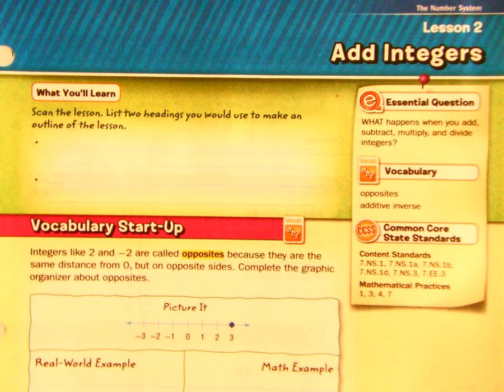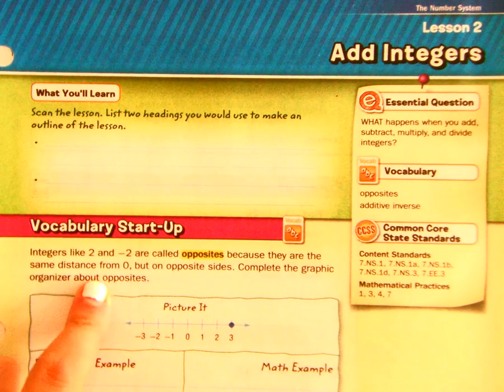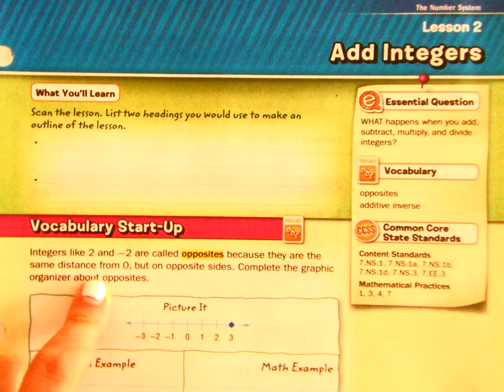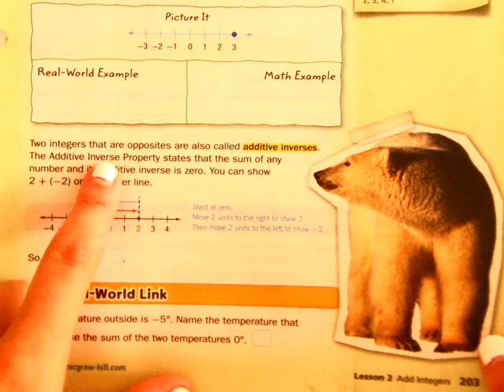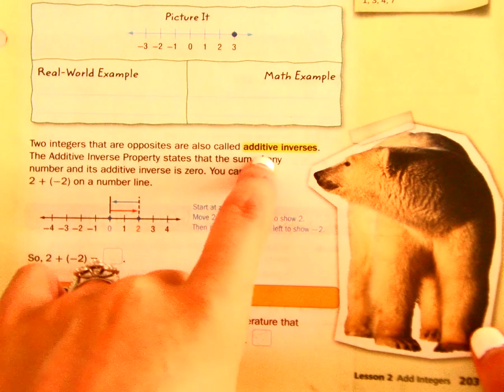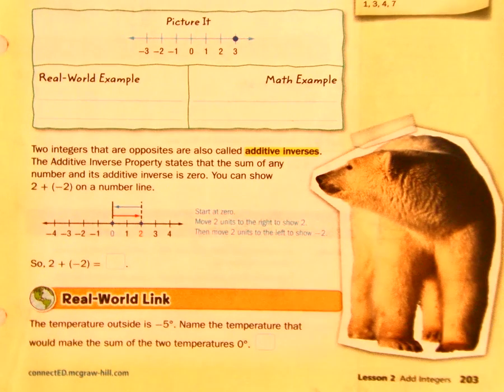Lesson 3.2, add integers. Integers like 2 and negative 2 are called opposites because they are the same distance from 0 on the opposite side. Two integers that are opposite are also called additive inverses. The additive inverse property states that the sum of any number and its additive inverse is 0.